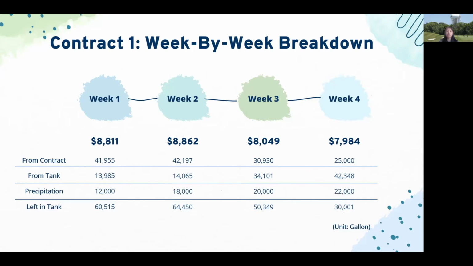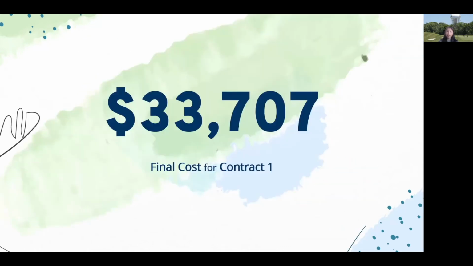Thus, we use all of the constraints in the SAS optimal model to find out the amount of the water XYZ needs to purchase. The following table is the week-by-week breakdown table, and we also show the cost XYZ needs to take. Thus, the final cost from contract 1 is $33,707. Now, Soyoung will elaborate on contract 2.